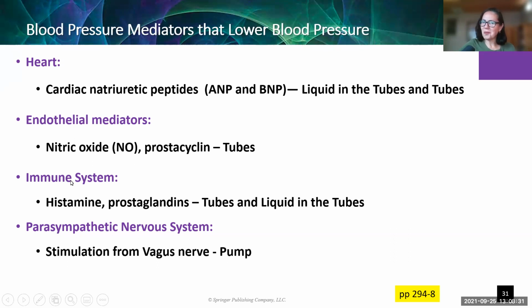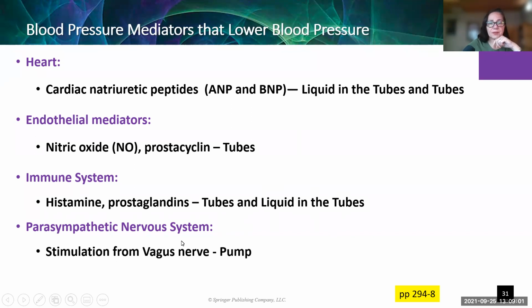Immune system, what? Yeah, remember we talked about histamines and prostaglandins. These are things that are released by the mast cells. Remember, they cause vasodilation, they cause bronchoconstriction, but they also cause leaky capillaries. So that's going to affect the tubes. It's going to cause relaxation of the tubes, and it's going to cause leakiness in those capillaries. So less liquid in the tubes.